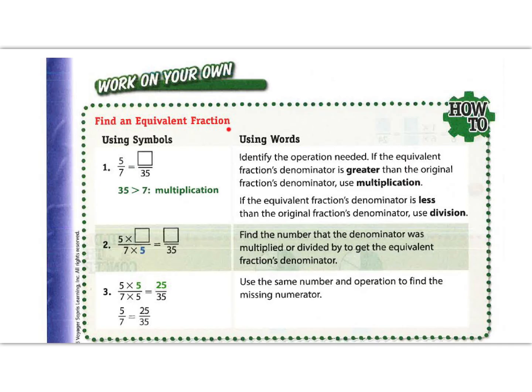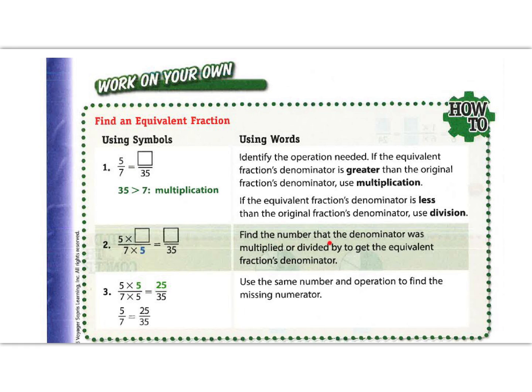All right, so find an equivalent fraction. Here it is with symbols. 5/7 equals something over 35. 35 is greater than 7, so that means we need to use multiplication. So it says identify the operation needed. If the equivalent fraction's denominator is greater than the original fraction's denominator, use multiplication. If the equivalent fraction's denominator is less than the original fraction's denominator, use division. So we'll see here, 7 going up to 35 is increasing, so we're going to need to multiply.